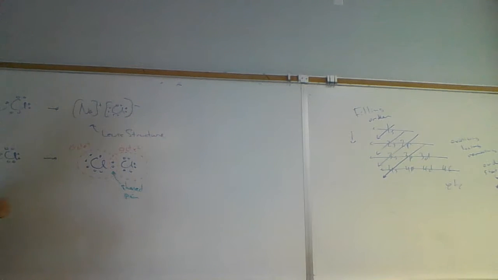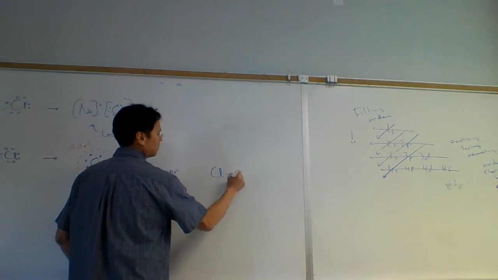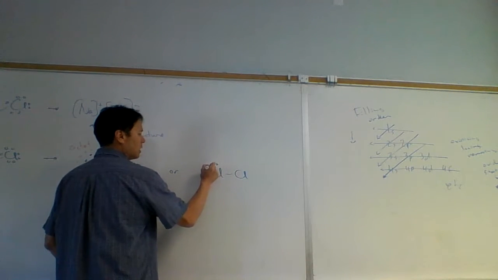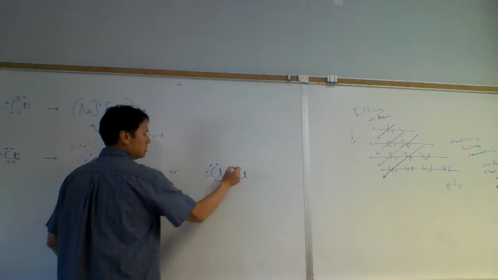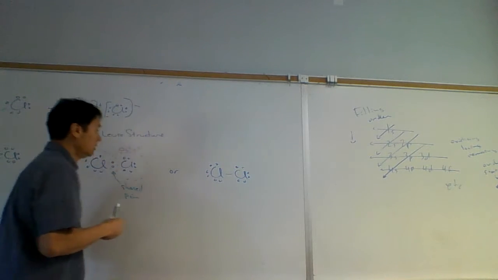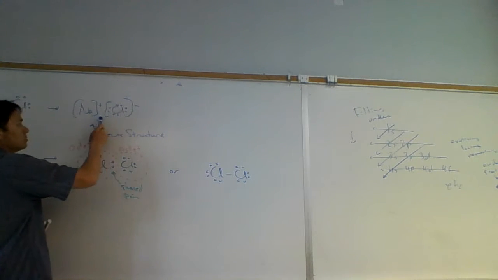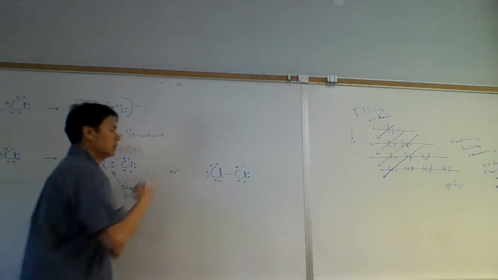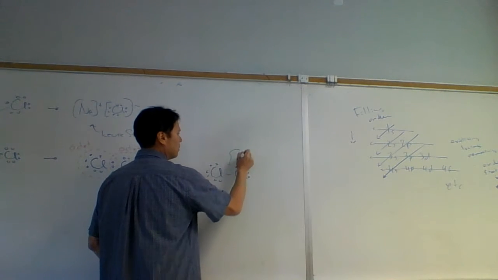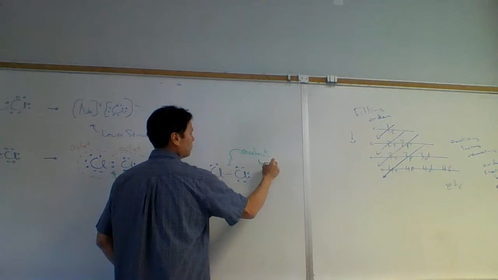That shared pair we show differently. This is one way of showing it, which is fine. We could show it like this, or we could show it like this, with a line. Each line represents a shared pair of electrons. So this is what we call a single bond. Here we actually show the bond. Here we don't show a bond; it's just the ions adjacent to each other. So this is a covalent bond.